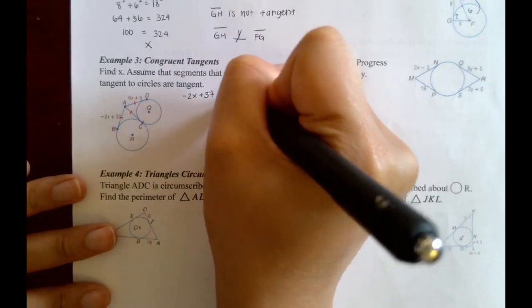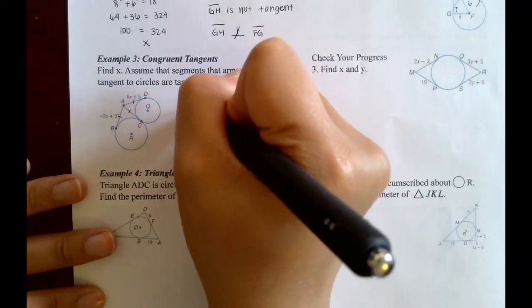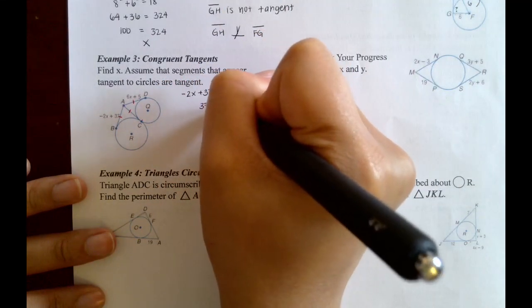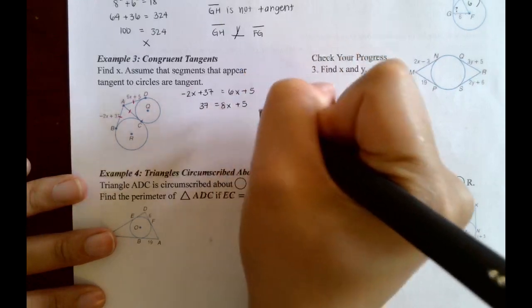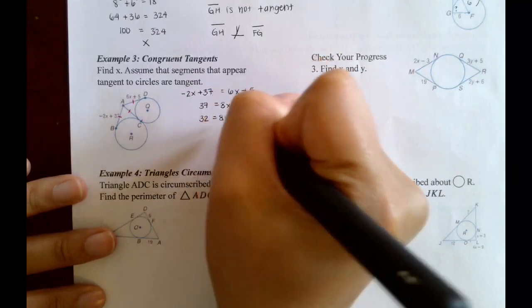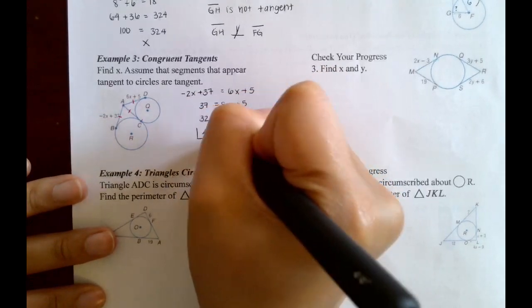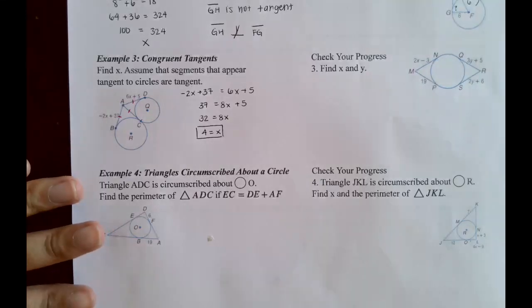our 6x plus 5. I'm going to add 2x to both sides, so that gives me 37 equals 8x plus 5. Subtract 5 on both sides, so 32 equals 8x. Divide by 8 on both sides, that means x equals 4. And there you go.